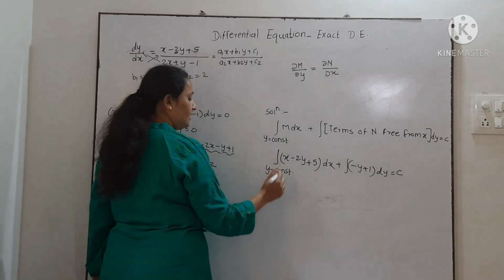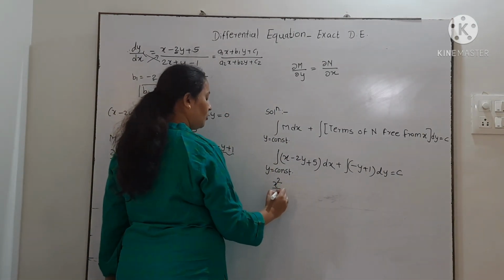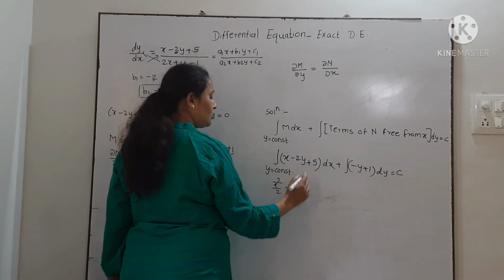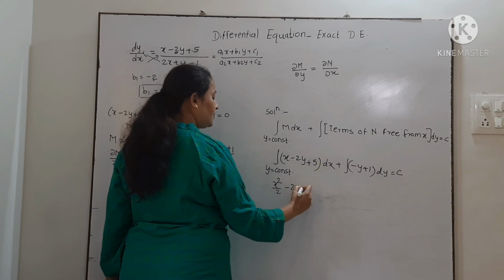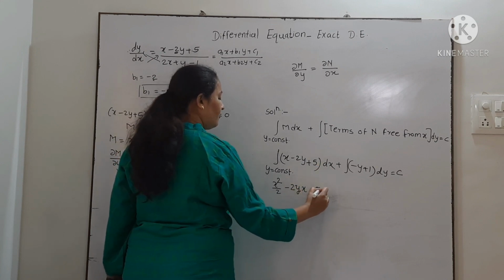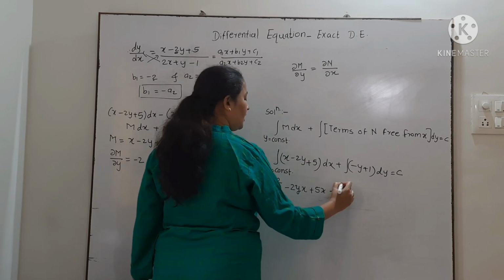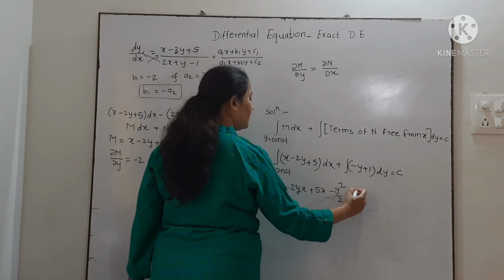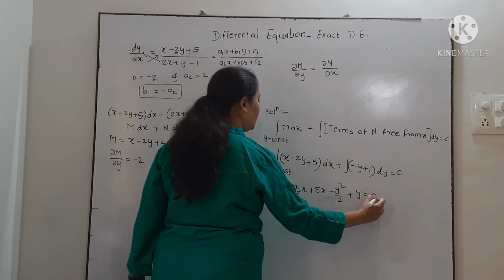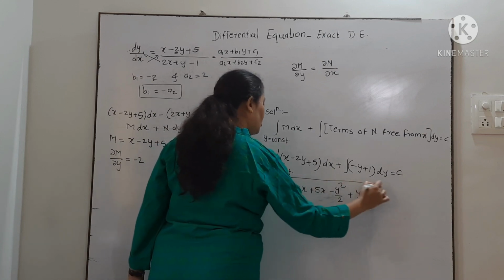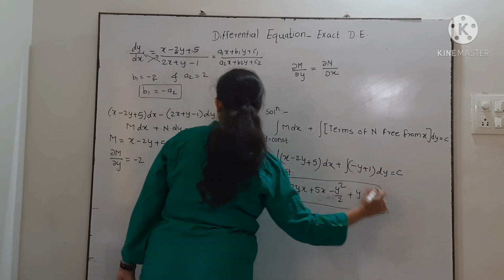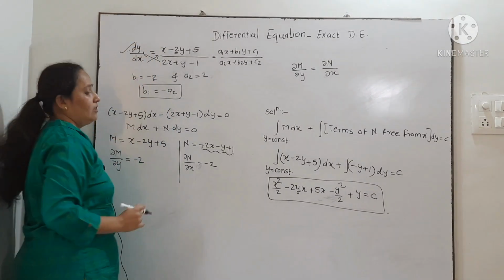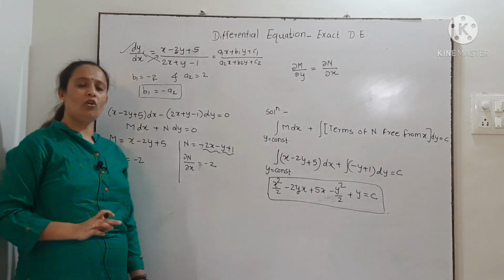We will integrate this. Integral of x is x square upon 2, minus 2y is constant, but integral of dx is x, plus 5x, minus integral of y with respect to y is y square upon 2, plus integral of 1 is y, equal to c, and this is the solution of this differential equation. I think I am clear to all of you.